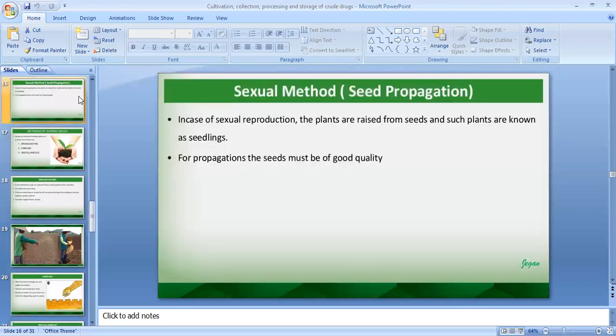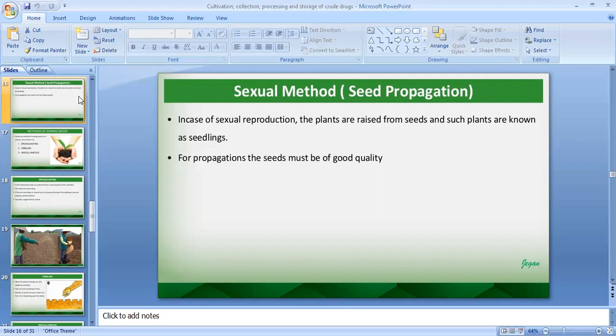And we have finished the vegetative propagation methods. Then we will see the sexual method. This is the seed propagation method. First point is that in case of sexual reproduction, the plants are raised from seeds, and such plantlets are known as seedlings.